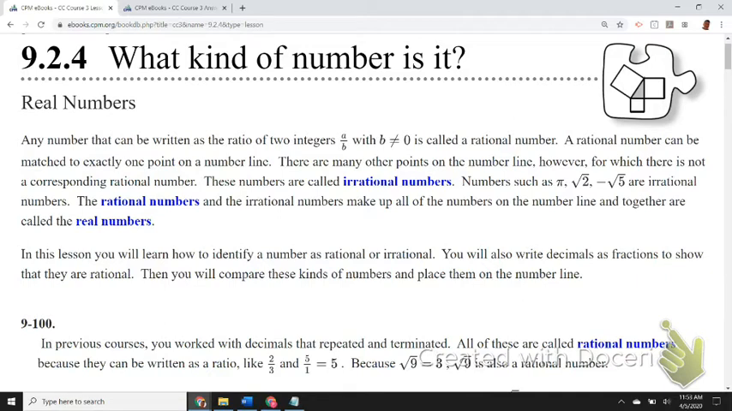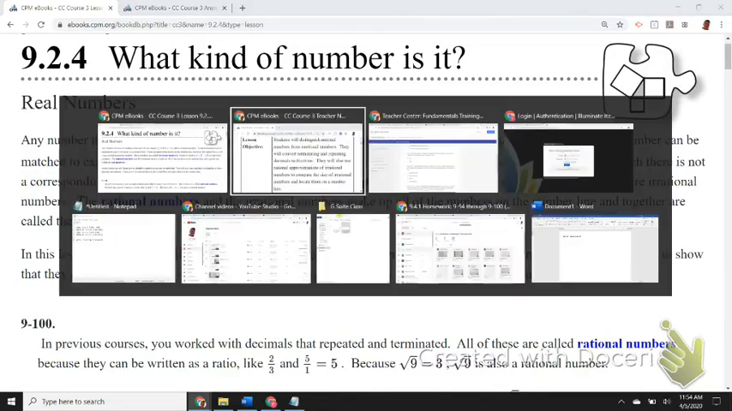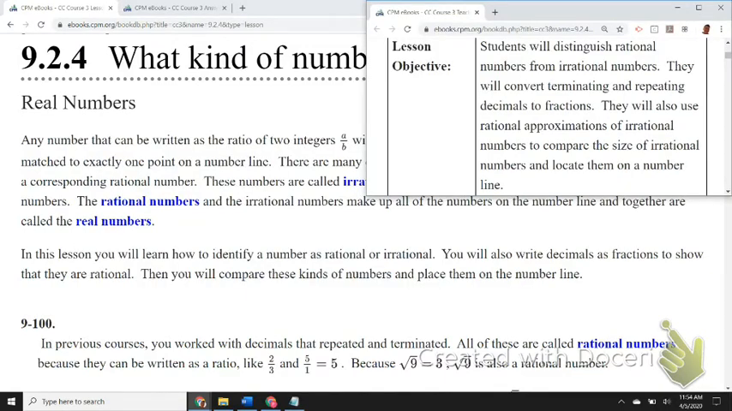There are two types of real numbers that we're going to be talking about today. So the EQ for today is what kind of number is it? Okay, and let's take a look at the lesson objective. It says that students will distinguish rational numbers from irrational numbers. Those are the two types of real numbers that we have.